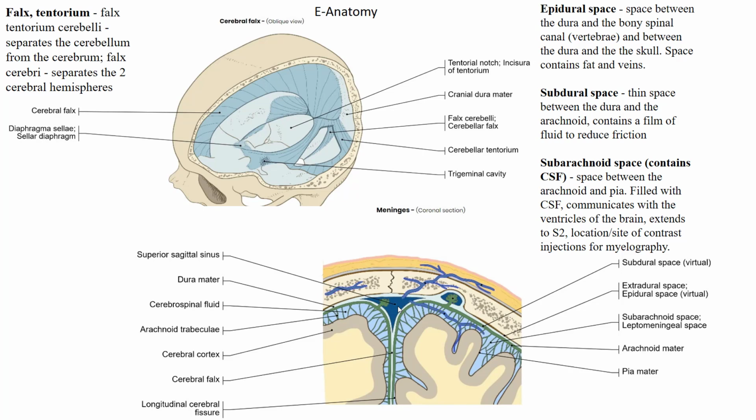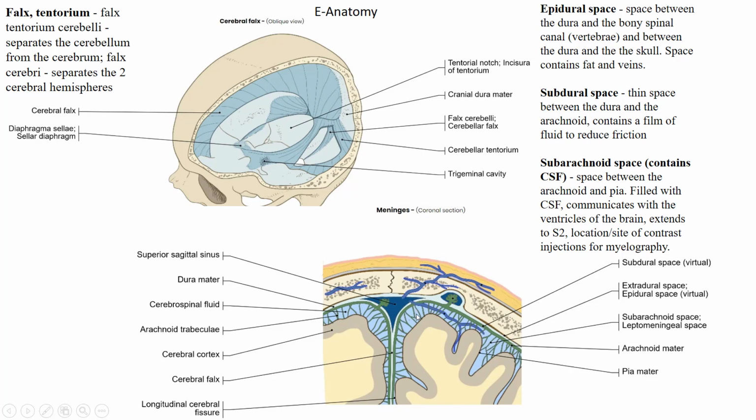So taking a look at these spaces again, you've got the epidural space, and the spaces between the dura and the bony spinal canal. So this is the dura here, and the epidural space is just outside of that dura, just above the dura. And then you've got the arachnoid, and the arachnoid is this thin line here, the green one right there all the way around.